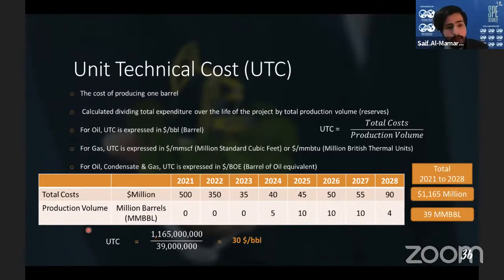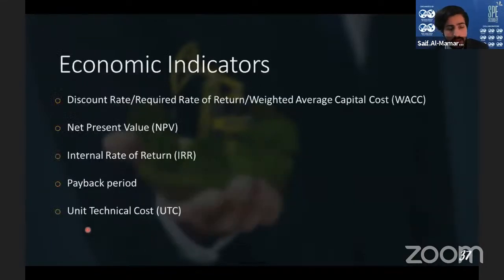So finally, in summary, in the economic indicators, companies will use all these five factors together. They don't run independently, and every company will have a higher weight on a specific indicator. So your discount rate or required rate of return you'll use to calculate your NPV. If it's positive, then it's a go ahead. For the IRR, you use the discount rate to know if it's higher than your required rate of return, then the project is good.